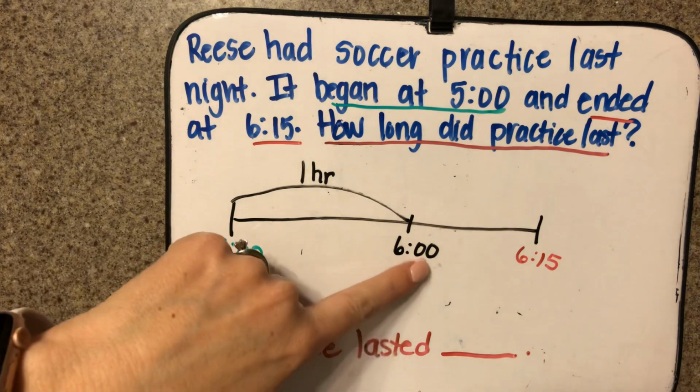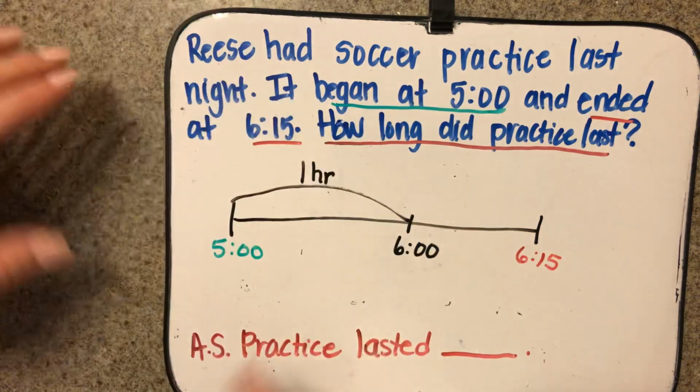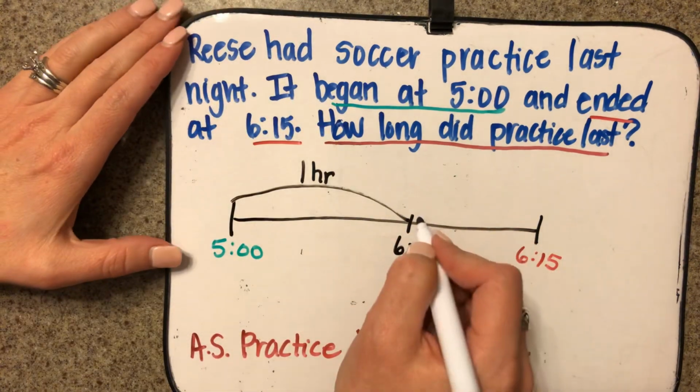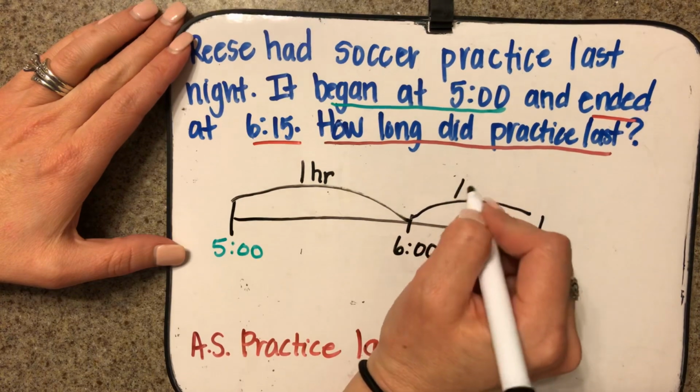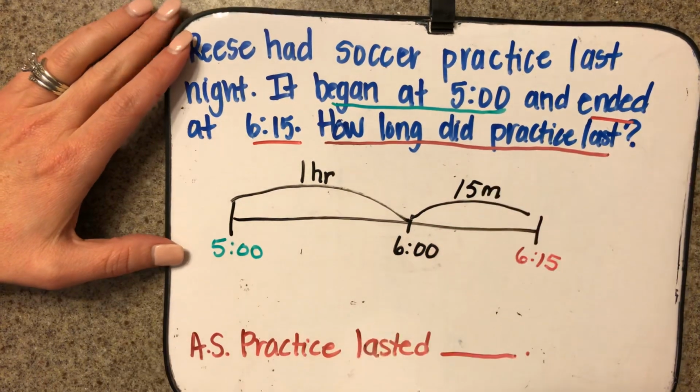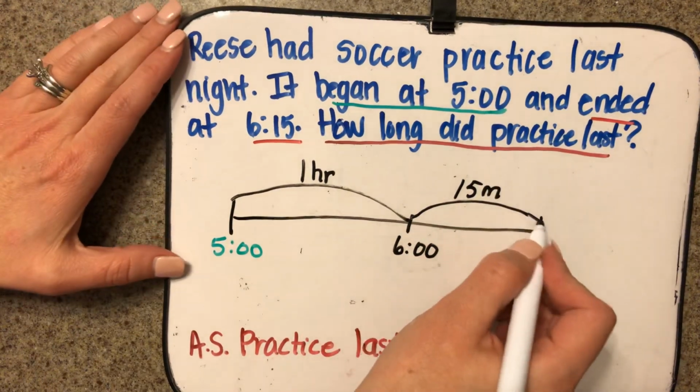Then here I have 6 o'clock to 6:15. Well, I know that all that has changed is 15 minutes. So I'm going to add that 15 minutes here and label it, and I've arrived at my end time.